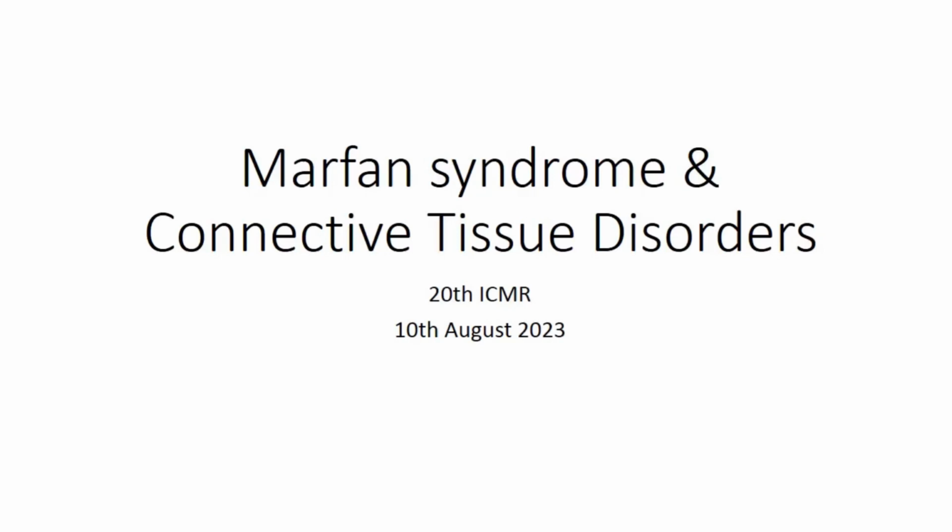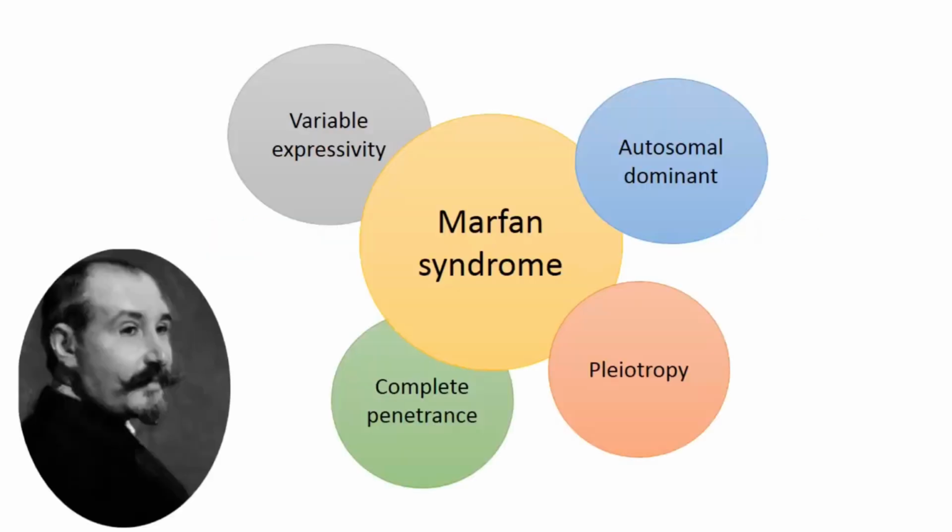Good morning, everyone. So we'll be discussing Marfan syndrome and connective tissue disorders. Connective tissue disorders may be present in various types of genetic diseases, which may involve short stature as well. But for the purpose of this topic discussion, I'll be limiting to only those connective tissue disorders which present with tall stature. So Marfan syndrome is an autosomal dominant disorder.